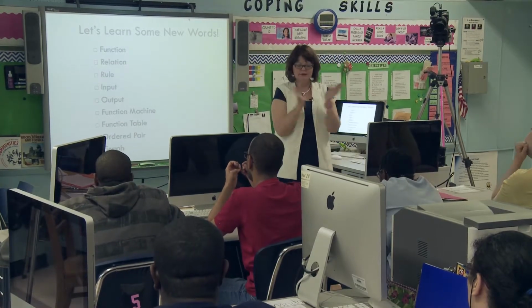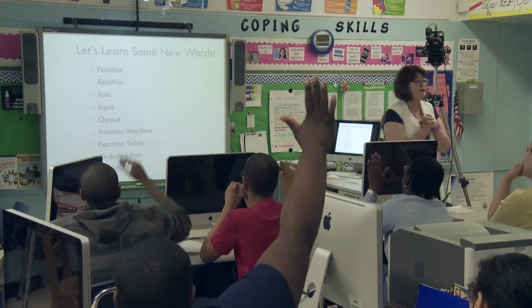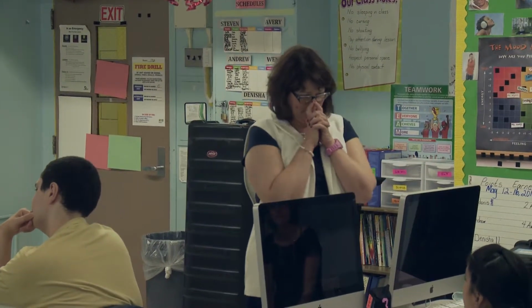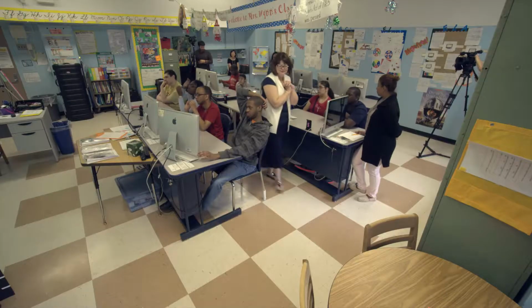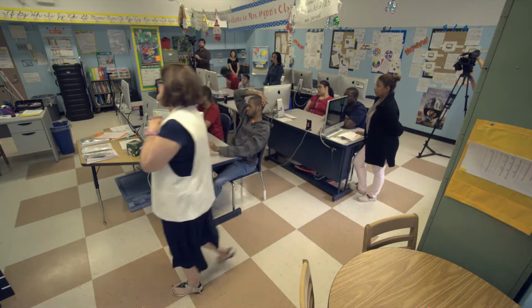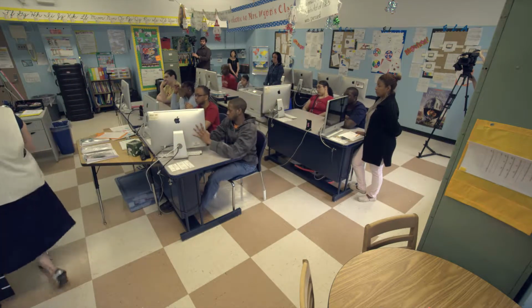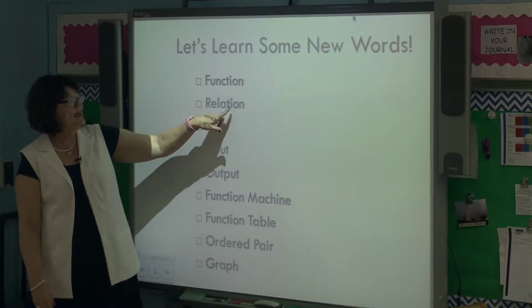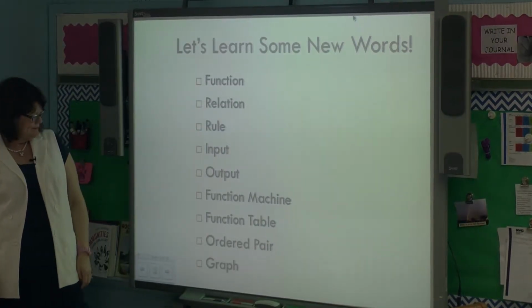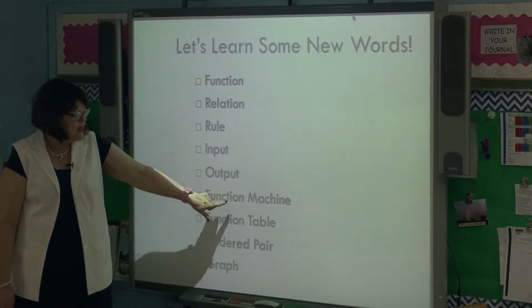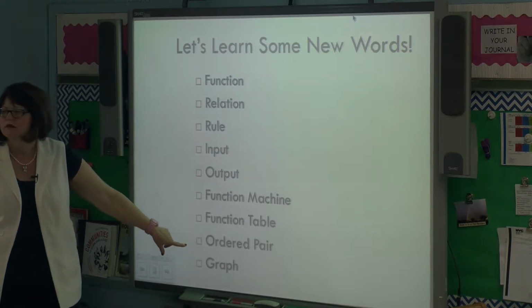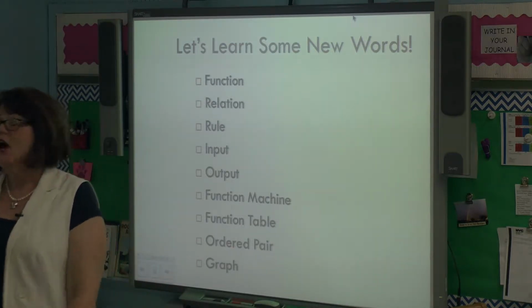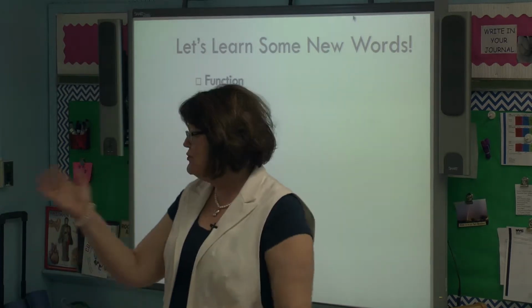All right, so let's learn some new words. Who would like to read our vocabulary for us? All right, Nathaniel. Function. Keep going, all the way down. Relation. Rule. Input. Output. Function machine. Function table. Ordered pair. Group. Graph. That's okay. We're going to be talking about these all through the lesson.